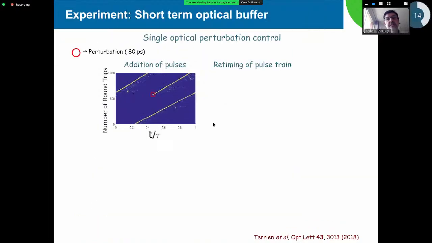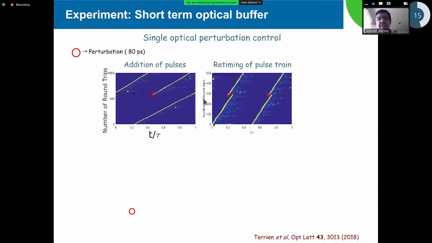Okay, so this system can be operated in the short term as an optical buffer, as I'm going to show you. This means that if you excite a pulse train and then you send another pulse in your system, you can add another pulse train, and you will have two pulses in the external cavity, which will survive for a certain amount of time. So it acts like an optical buffer memory of a priori arbitrary pulse sequences.